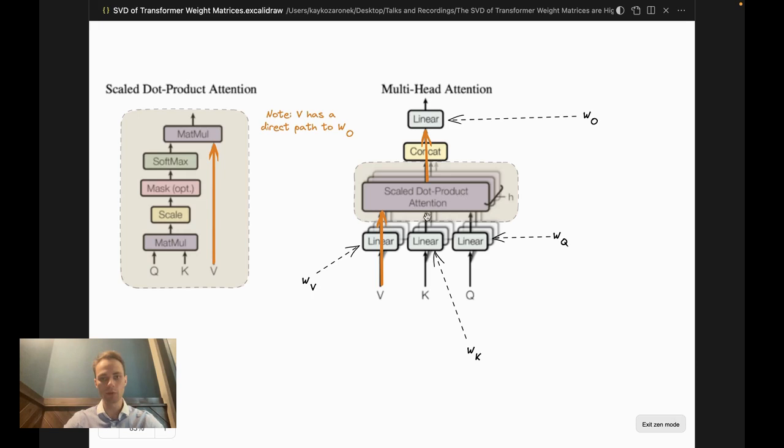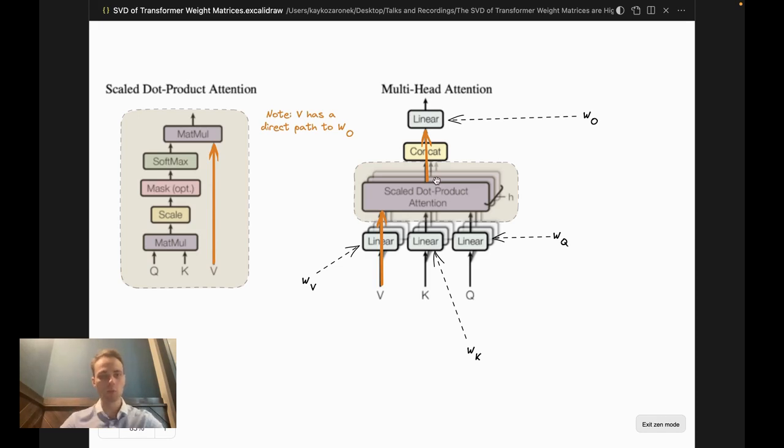And then we perform what's called the scaled dot product attention that you can see on the left. And you concatenate the results because this is multiple heads, but don't worry about that. And then we have some sort of output matrix that writes the results back into the residual stream.